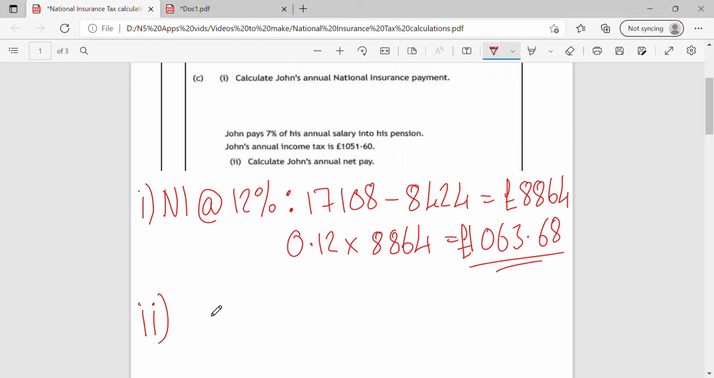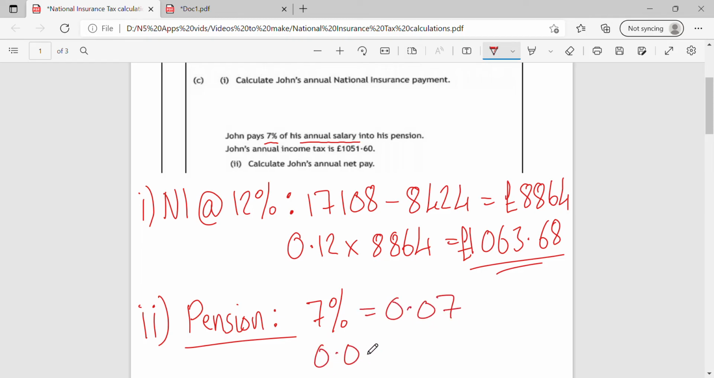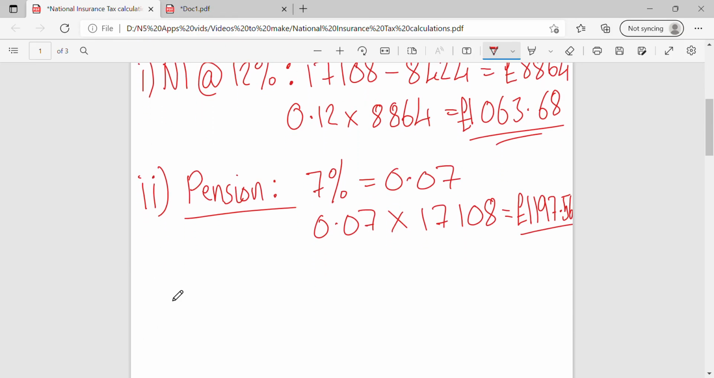But we need to actually work out what his pension is. And that is a common question when we have to actually calculate the pension. It simply says that his pension is 7% of his annual salary. So just be careful, it's 7% of the amount that we started with up the top. To work out 7%, convert it to a decimal, and then multiply. So 0.07 times 17,108, and that tells us the pension that he is having to pay yearly, and that is £1,197.56. This and the national insurance and the income tax all has to be subtracted in order to find his annual net pay.